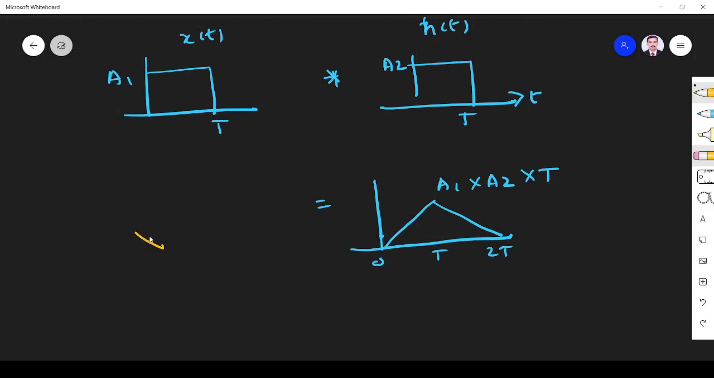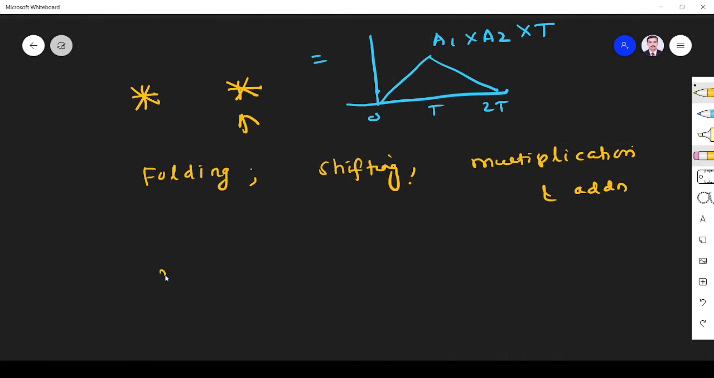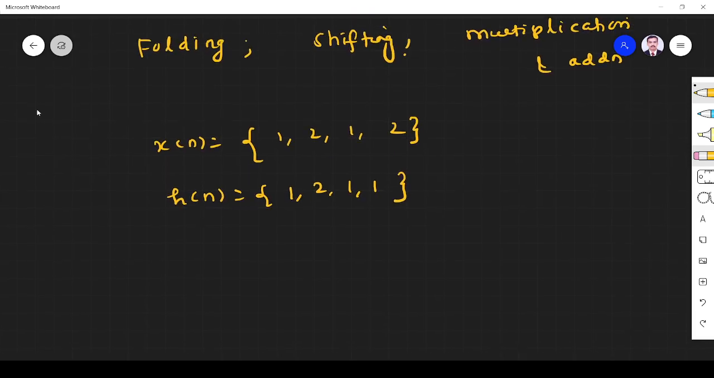Here you see convolution is given like this, the convolution symbol is like this. So whenever we are performing convolution, we have to do 4 operations: folding, shifting, multiplication, addition. Right, so convolution involves multiplication and addition, that's why this symbol is used, right? So suppose you want a convolution in the discrete domain, x of n is 1 2 1 2 and h of n is given by 1 2 1 1, so we have to form a matrix. You all know how to solve that. So using that method you can solve.